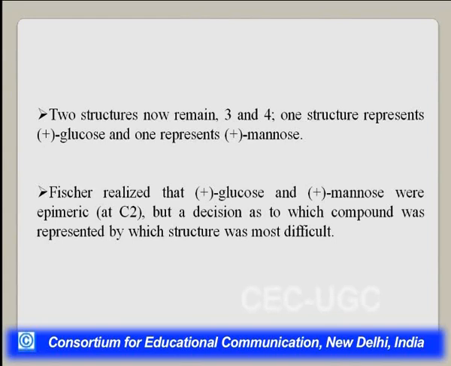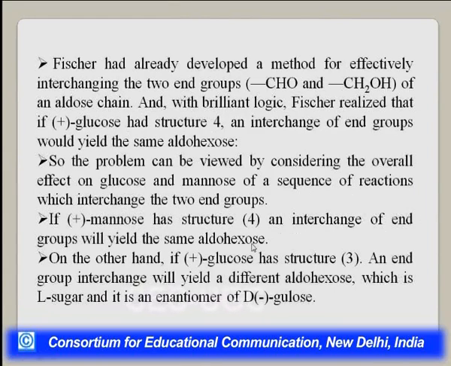2 structures now remain, 3 and 4. One structure represents plus glucose and one represents plus mannose. Fischer realized that plus glucose and plus mannose were epimeric at carbon number 2. We know that if the configuration is changed at carbon number 2, these are epimers. We have discussed it in an earlier slide, but a decision as to which compound was represented by which structure was the most difficult task for him.